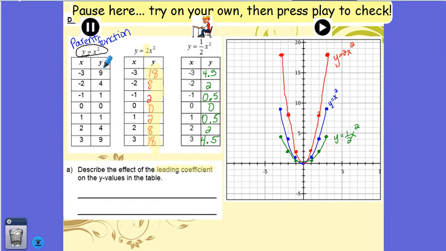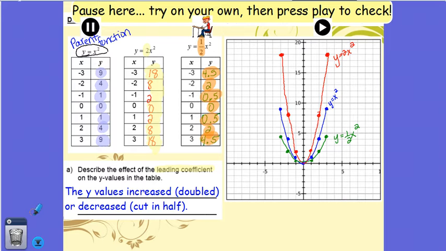If you notice, the parent function was 9, it doubled to 18, 4 doubled to 8, 1 doubled to 2, and so on. Each of these y values have doubled. However, when the a value is 1/2, 9 did not double. This time it cut in half. 4 cut in half to 2, 1 cut in half to 0.5, and so on. It is consistent throughout the table. So the y values either increased when they doubled or decreased, got cut in half.